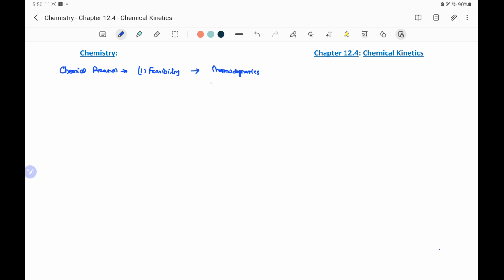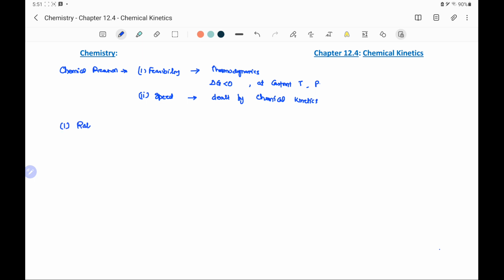A reaction is feasible if delta G, that is the Gibbs free energy, is less than 0, that is negative, at constant temperature and pressure. And another point of concern is the speed of chemical reaction, and it is dealt with by chemical kinetics. So chemical kinetics deals with the reaction rate and its mechanism.